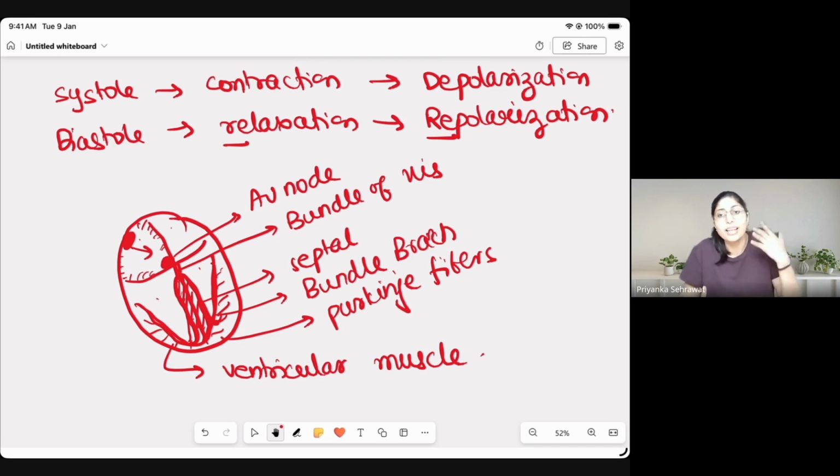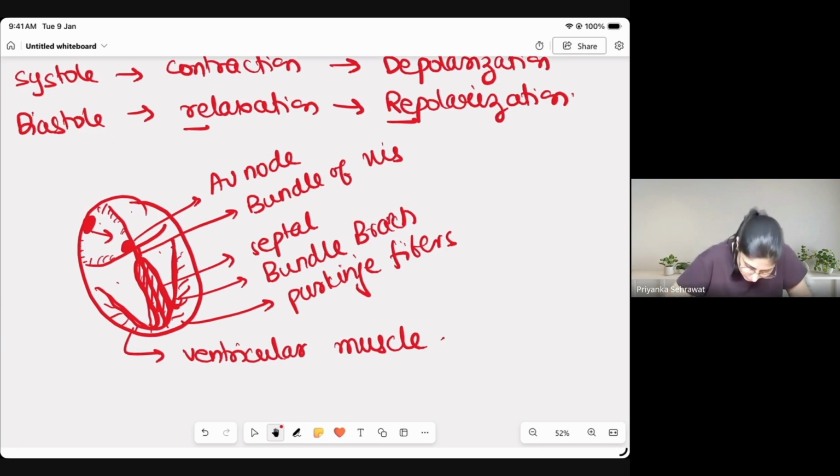SA node has automaticity, right? It is the pacemaker of the heart. It is something where the electrical activity gets generated, not transferred from anywhere. When the SA node gets excited, it leads to contraction of the atrial muscle. When the atrial muscles contract, they give rise to a net charge which is going towards left and out. But because the atrial muscles are not as strong as the ventricular muscle, the charge is somewhat slow and gradual.